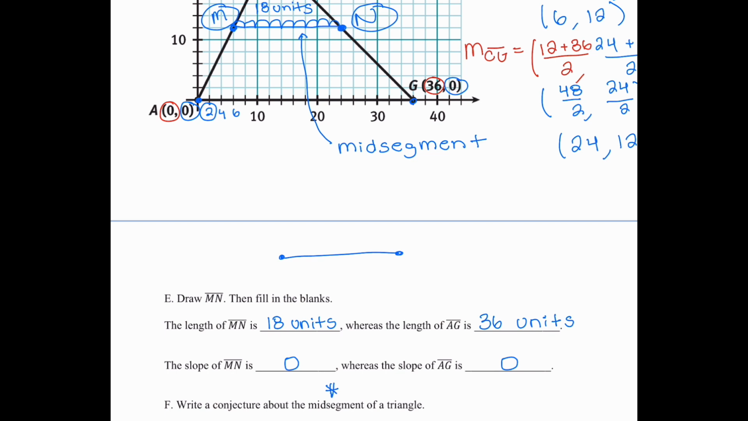Hopefully you remember that if two lines have the same slope, they are parallel. Parallel lines have the same slope. And if you look, MN is parallel to AG. Those are two line segments that are going to go forever and ever without ever crossing each other because they have the same slope.